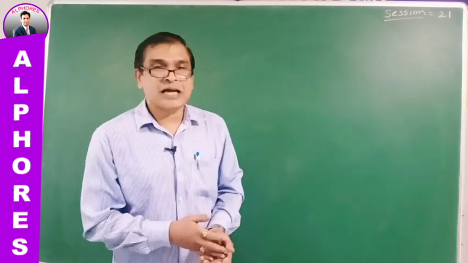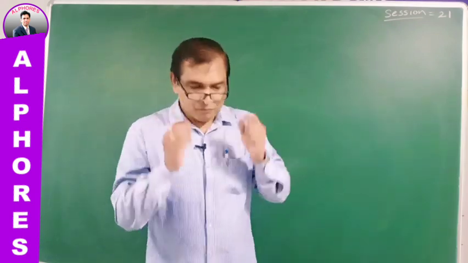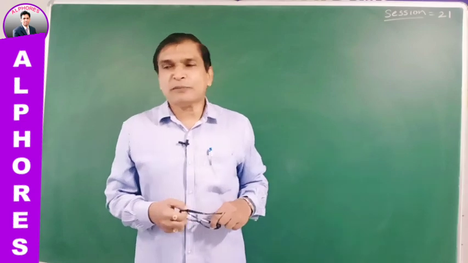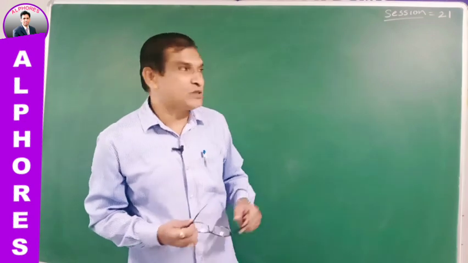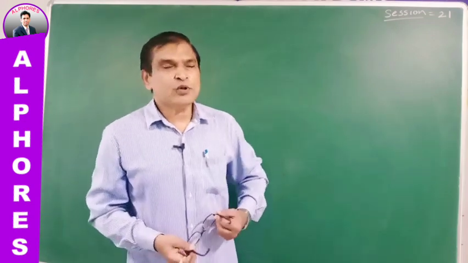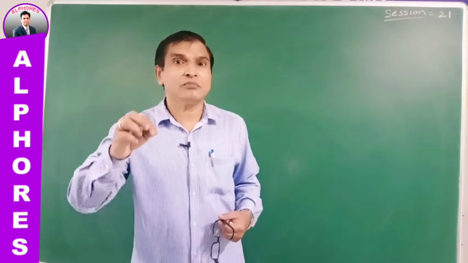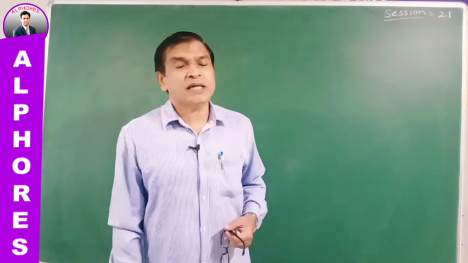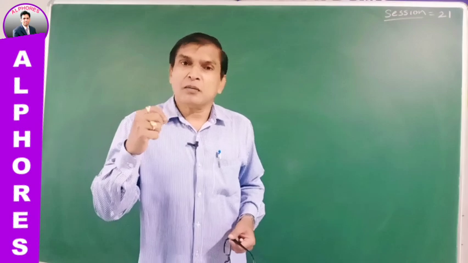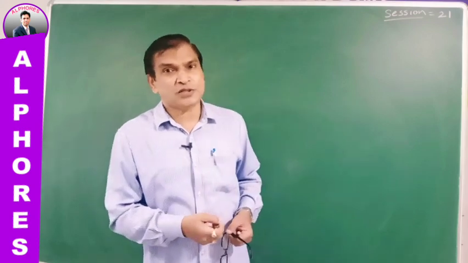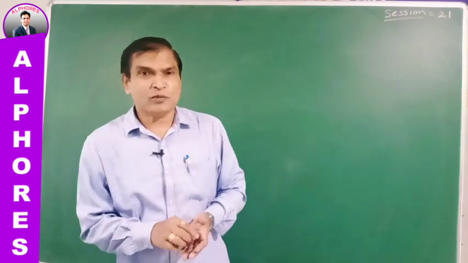In the last session, that is session 20, we did the derivation of de Broglie's equation and some numericals based on that concept. The de Broglie theory explains the dual nature of a particle under motion. That is, any particle under motion possesses particle nature as well as wave nature.